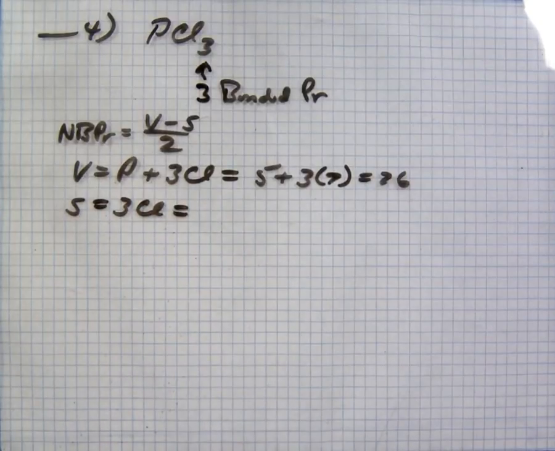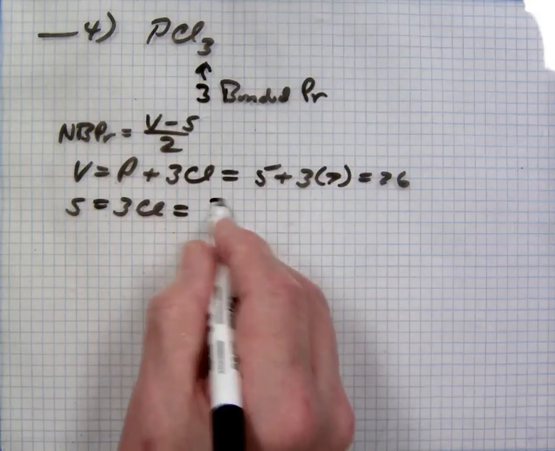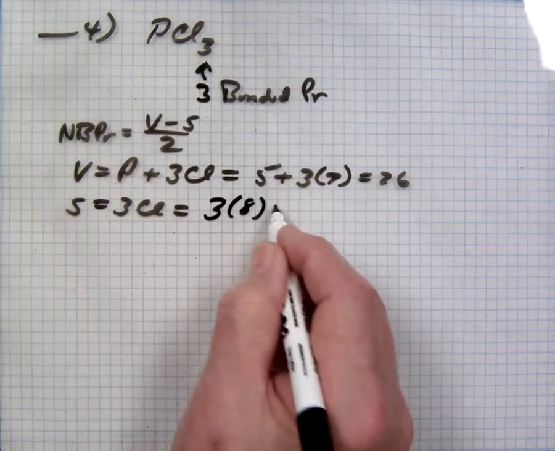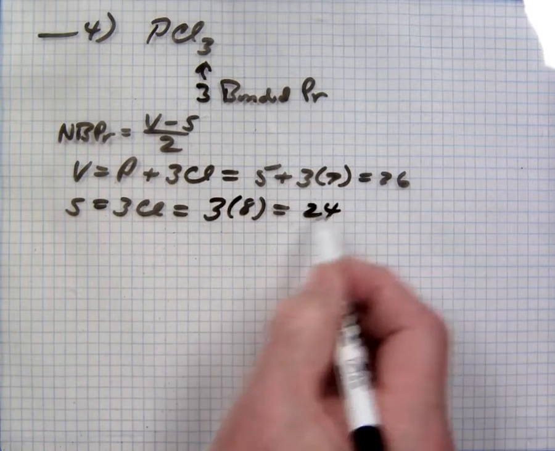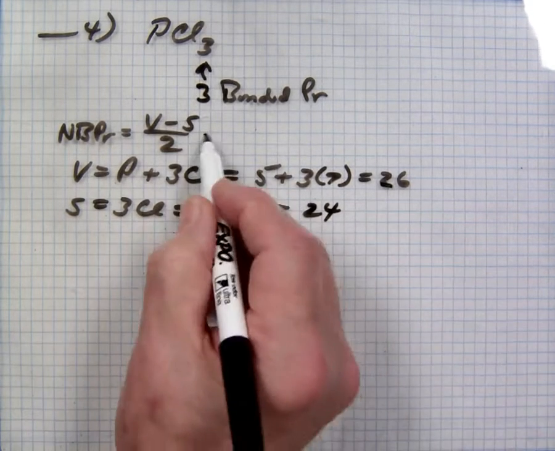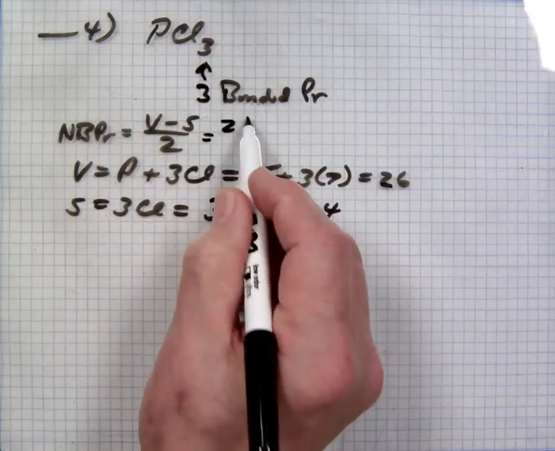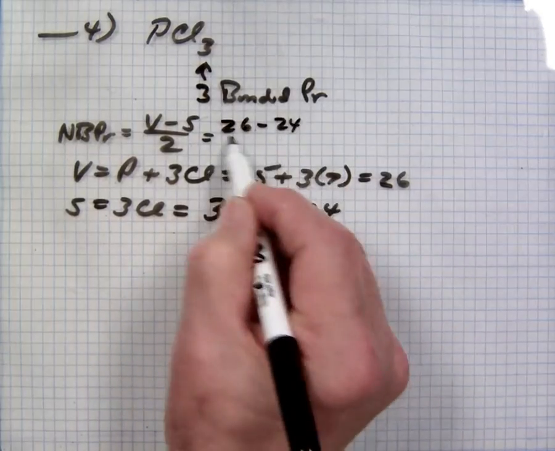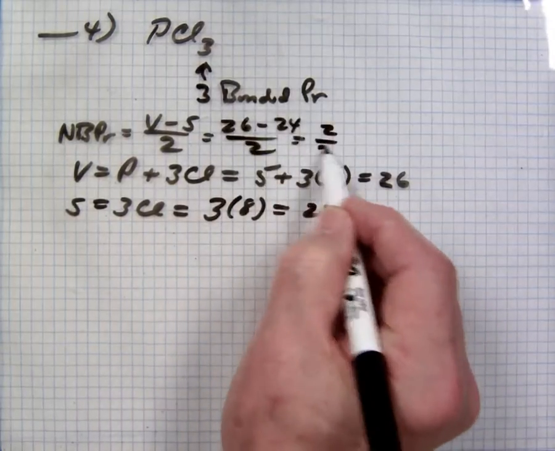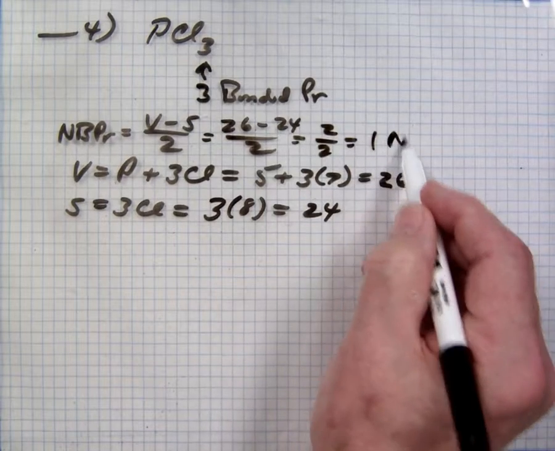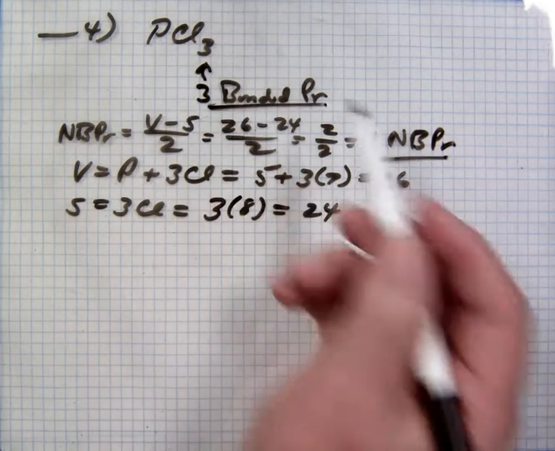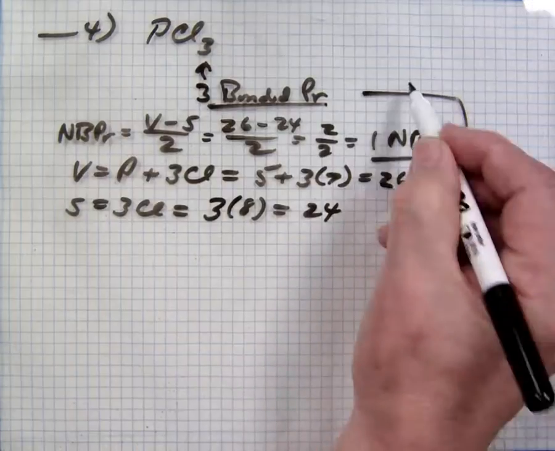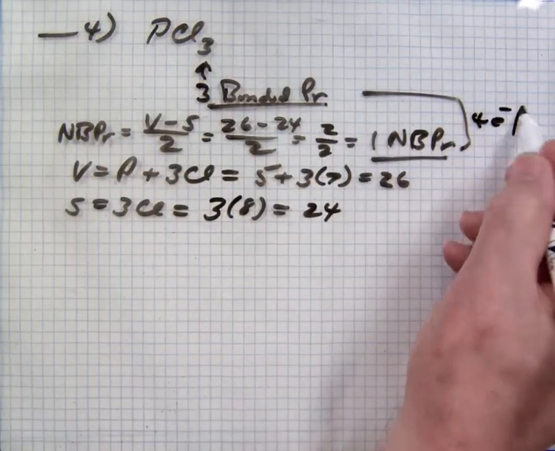Or if it's hydrogen, and only hydrogen, it is 2. So everything's 8 except hydrogen, and it's 2. So 24. So we can apply the valence number minus the substrate number, 26 minus 24 over 2, that gives me 2 over 2, or one non-bonded pair. So one non-bonded and 3 bonded pairs give me 4 electron pairs.